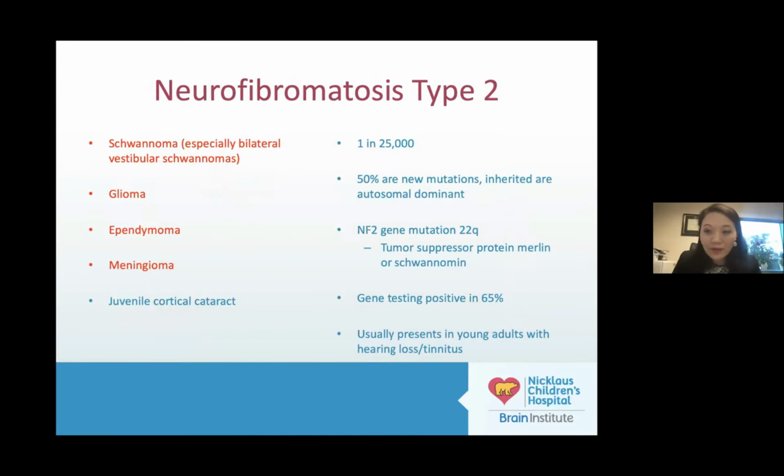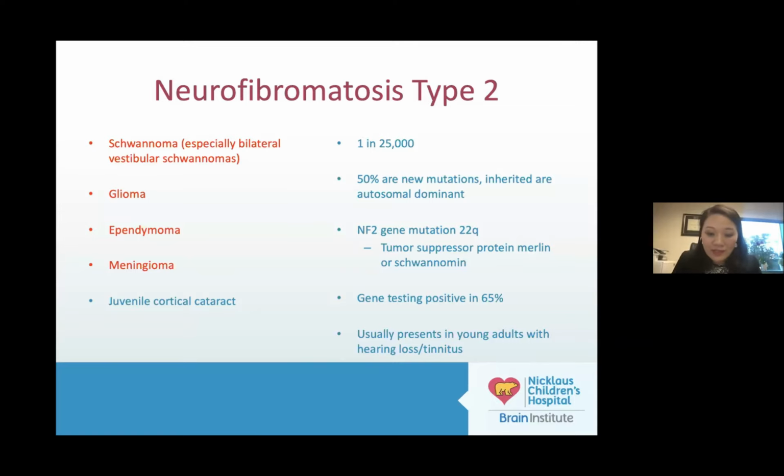Neurofibromatosis 2 is a little bit less common than neurofibromatosis 1. It occurs in 1 in 25,000 patients, and 50% are new sporadic mutations, and about 50% are inherited autosomal dominant mutations. And the gene is located on chromosome 22q, and it codes for a tumor suppressor gene called Merlin or schwannomin.